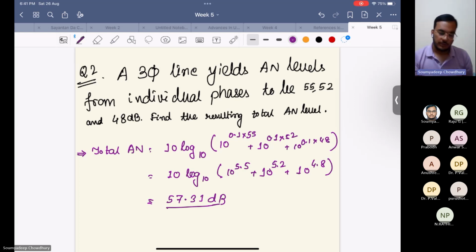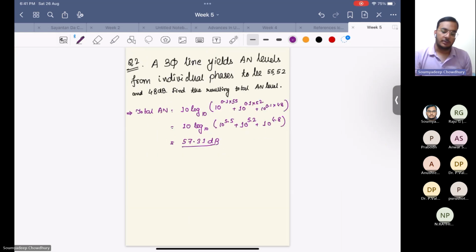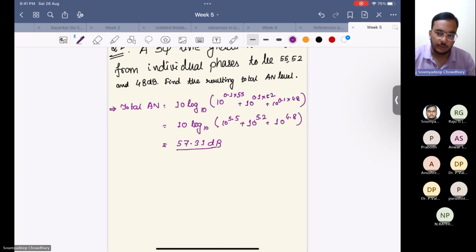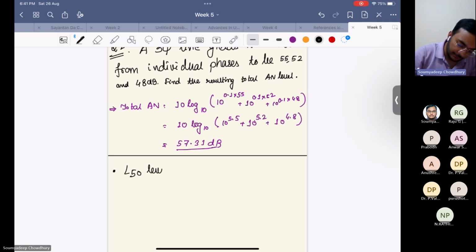Okay. So these are the two numericals which we have done. So just remember this formula and you will be able to solve this type of questions. So regarding audible noise, there are two more terms which I need to specify. One is called the L50 level. So what do you mean by L50 level?